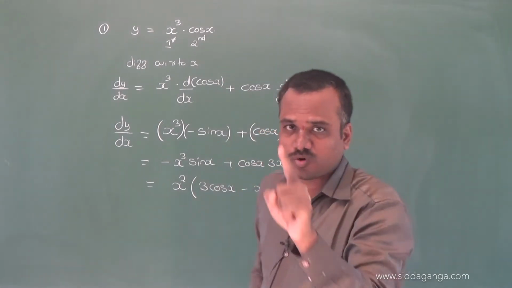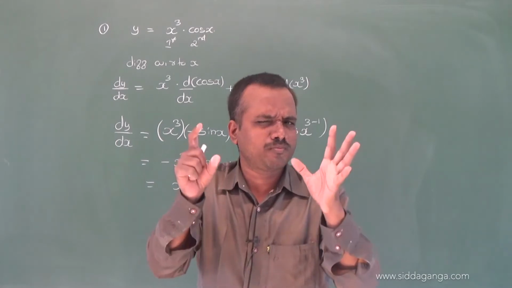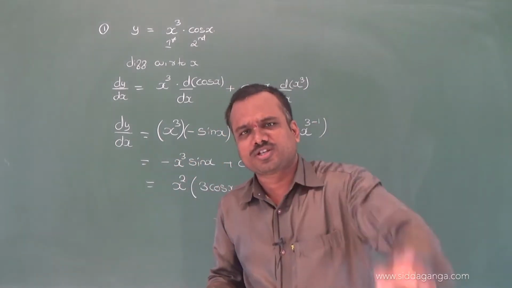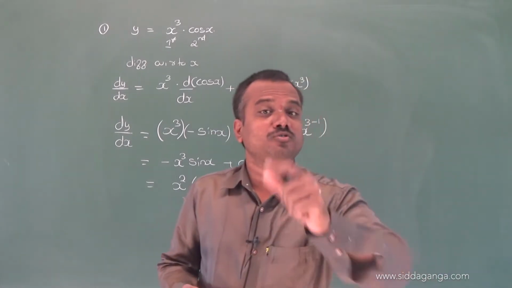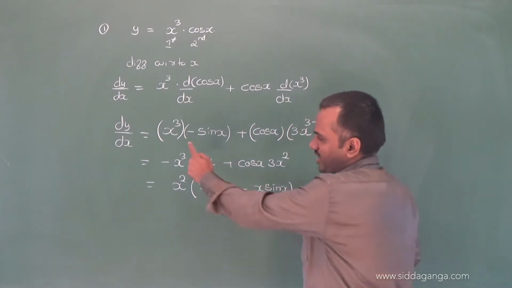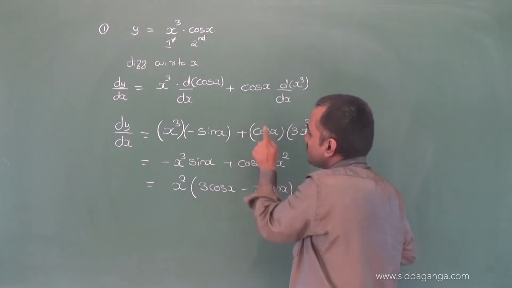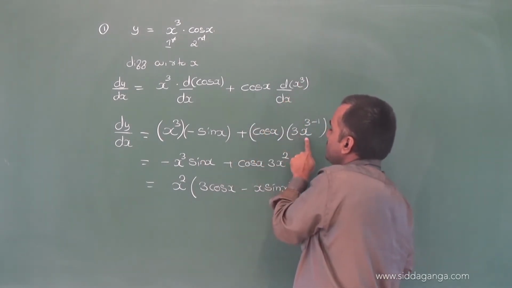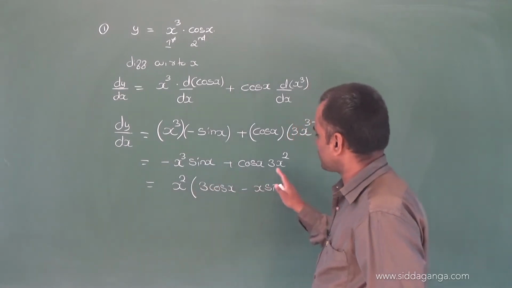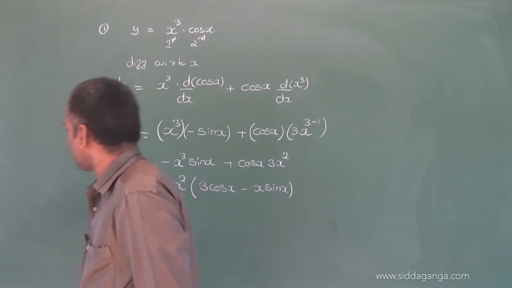That's why I wrote the table for first PUC and second PUC. Better to perfect both tables. So it is very easy for both first PUC and second PUC. Even physics is also very easy. You already know these concepts in physics. X cube into derivative of cos x is minus sin x plus cos x into derivative of x cube is 3x to the power 3 minus 1, minus x cube sin x plus cos x 3x square. This is the method. So we take one more problem.